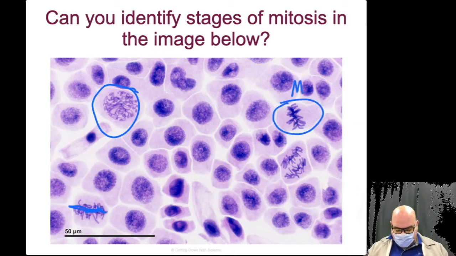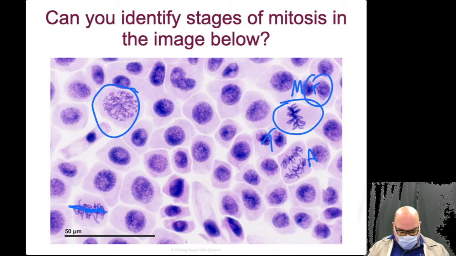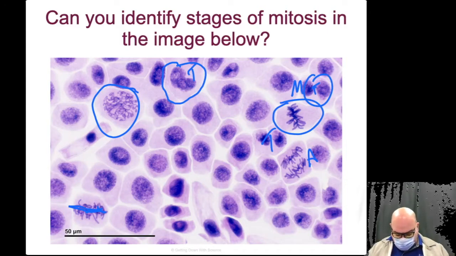So this is M-A-T. I'm probably missing some here. This one's in telophase right here. Look at this one right here. Okay, 2 nuclei. That's probably an early telophase. I'm probably missing some, but those are the ones that are easy to see.